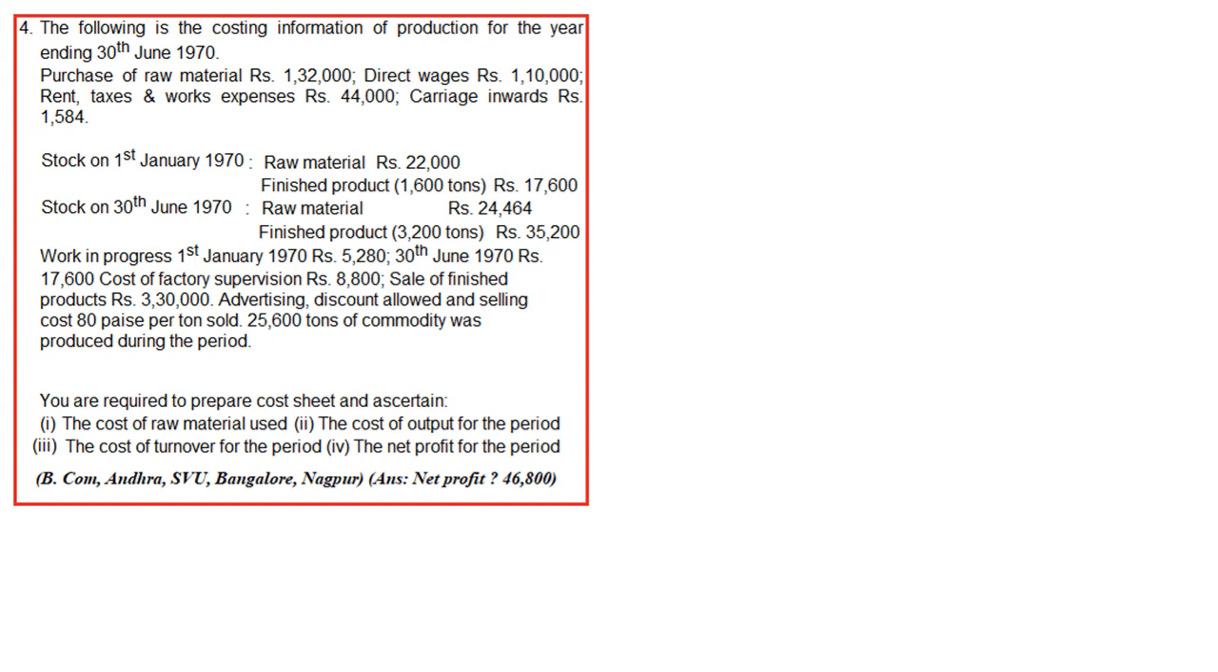25,600 tons of commodity was produced during the year. This information we have provided. So we are required to calculate the cost of material consumed, cost of output for the period, cost of turnover for the period, and the net profit for the period.